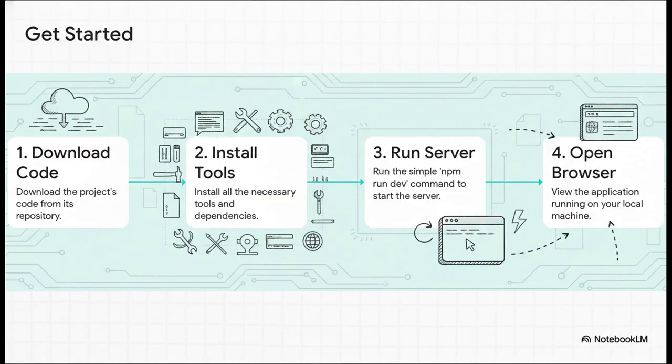So really, the whole process boils down to just 4 basic steps. First, you download all the code. Second, you install what are called dependencies. Just think of them as the list of ingredients in a recipe that the project needs to work. Third, you run that magic command we just saw. And finally, you just open up your web browser to see the app in action.